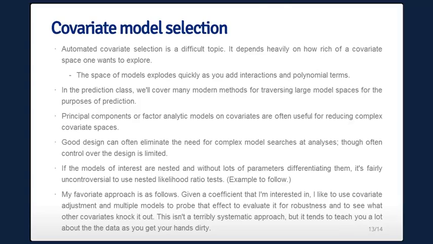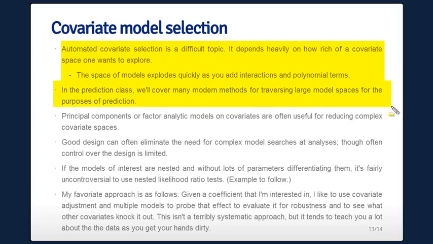Okay. So, covariate selection. I'm not going to talk too much about covariate selection because we have an entire class on machine learning, and that's the modern way to think about it. But automated covariate selection is a difficult topic, and it depends on how rich a covariate space you want to explore. Even with small numbers of regressors, the space of models explodes quickly as you add interactions and polynomial terms. In your prediction class, you'll cover many methods for traversing very large model spaces for the purposes of prediction.